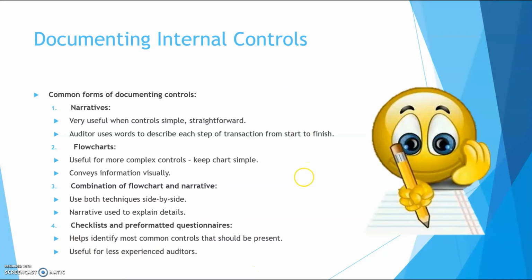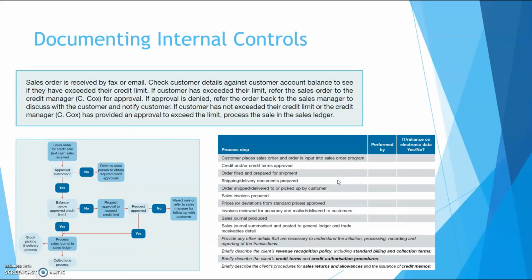So, some examples of what this actually looks like. Up here we have a narrative describing part of the process. Down here you have a flowchart. Often what you'll see is a flowchart, but a narrative supports each step. So for example, you'll have this step here being supported by this more detailed narrative. Now down the bottom right here, we have a checklist style. So do they have this? Who does it? Is there a reliance on electronic data? Yes or no? These will all generally work in combination with each other.